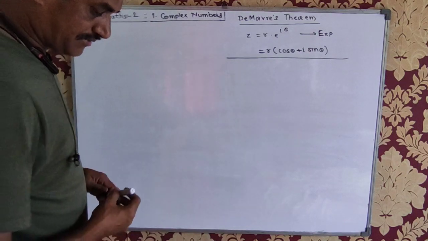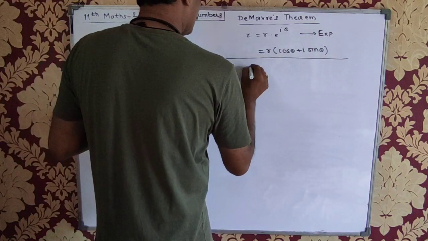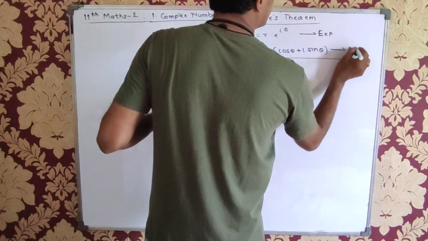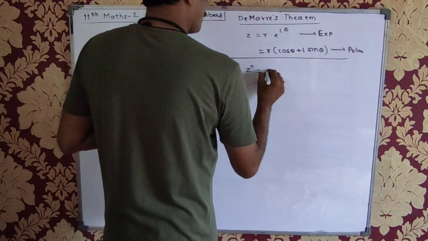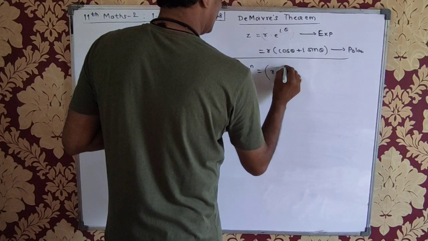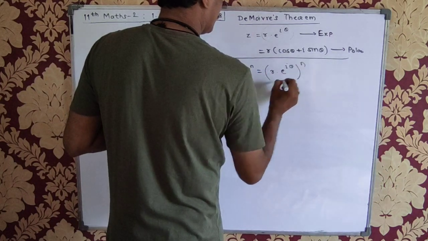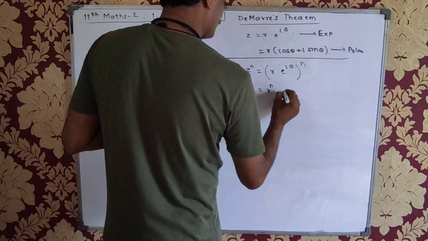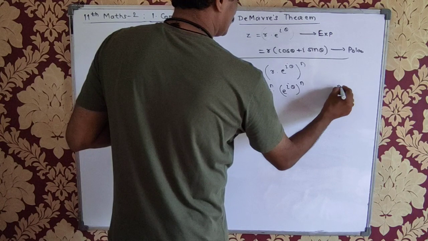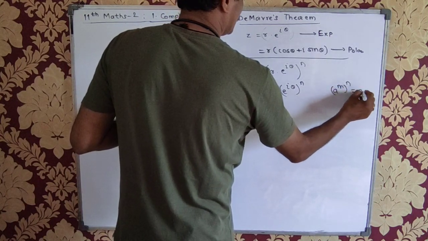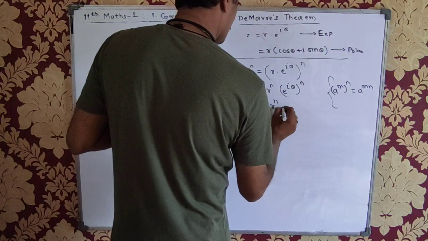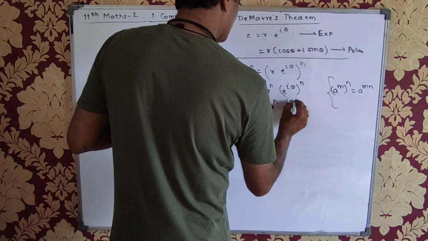Now if you have z raised to n, what will the exponential form be? This is the polar form. In exponential form, (r e raised to I theta) bracket raised to n, that is r raised to n, (e raised to I theta) bracket raised to n. Laws of indices: (a raised to m) bracket raised to n is equal to a raised to mn. So this becomes r raised to n e raised to I times n theta. Yes or no?